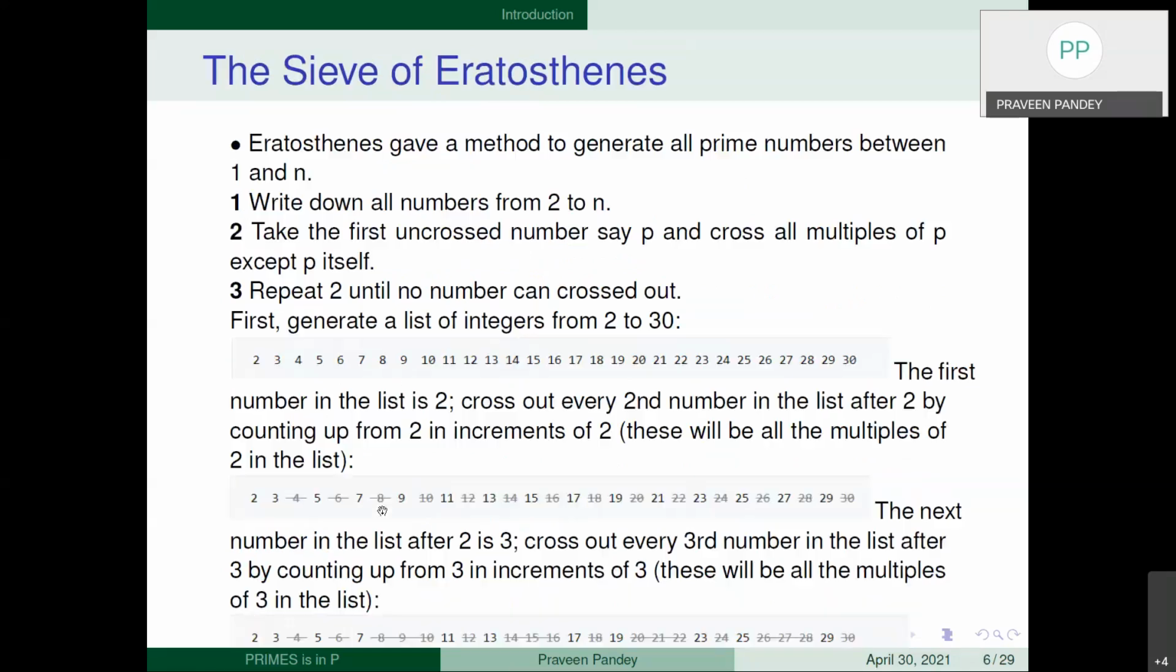Let's look at the second question. For the second question, we have the Sieve of Eratosthenes. Eratosthenes gave a method to generate all prime numbers between 1 and n.